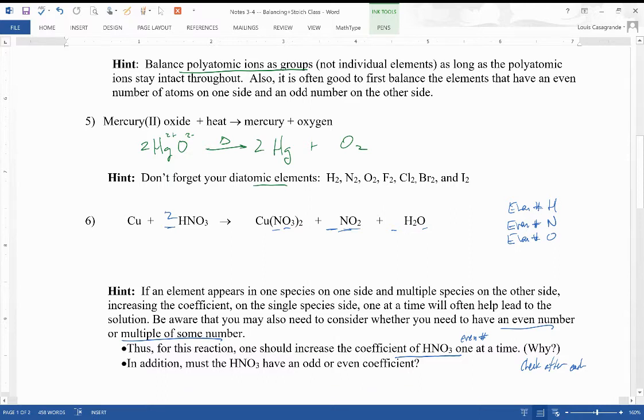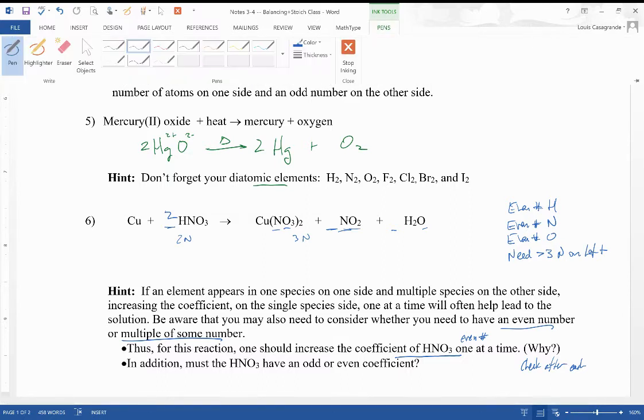Why doesn't that work? Because we have 2 nitrogens on the left, but we have 3 nitrogens on the right. So we cannot balance this with just 2 nitrogens on the left. We need greater than 3 nitrogens on the left in order to get even numbers. So the 2 didn't work. Let's go another even number.